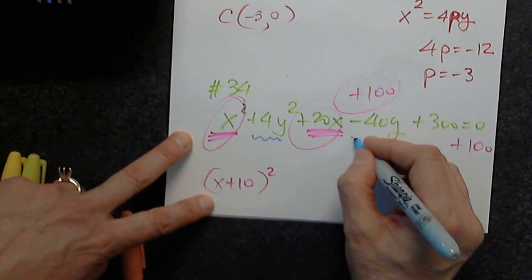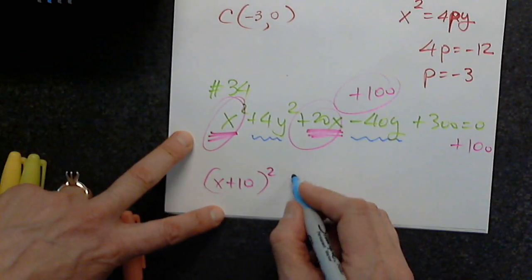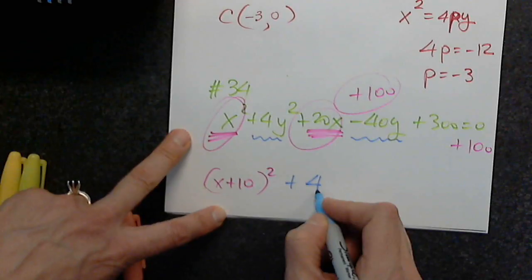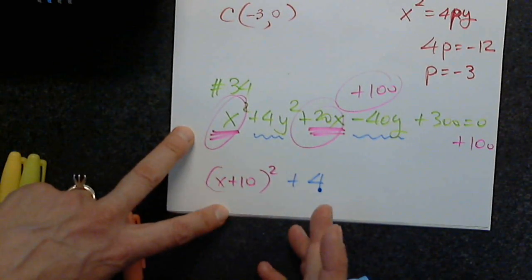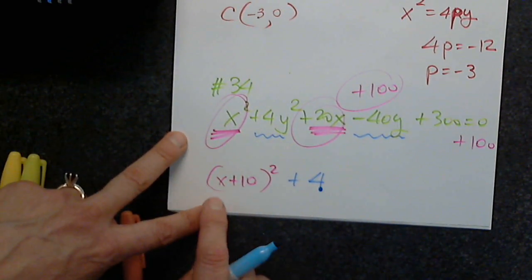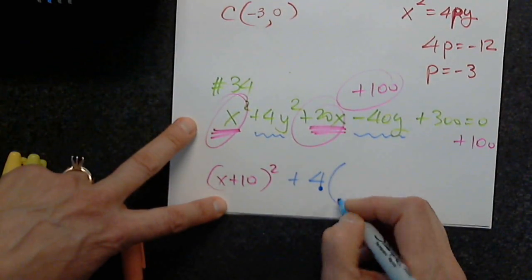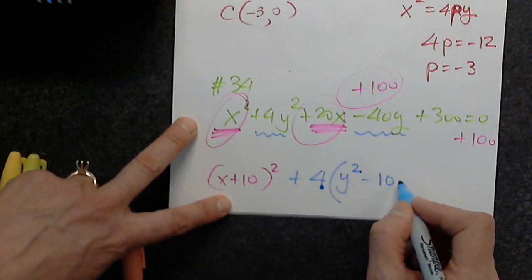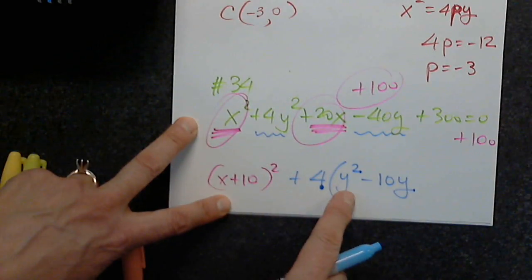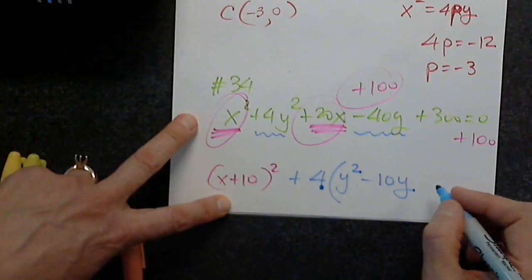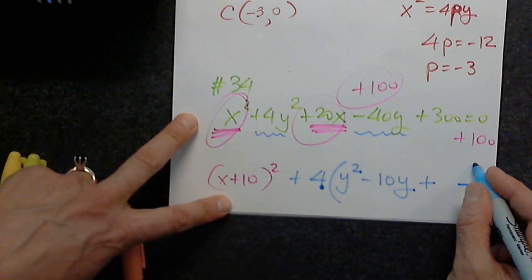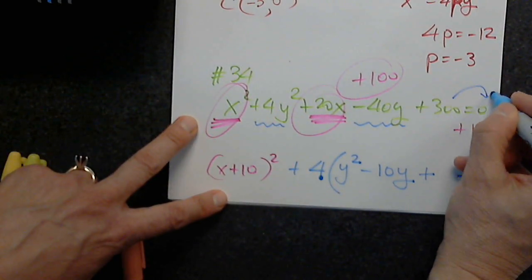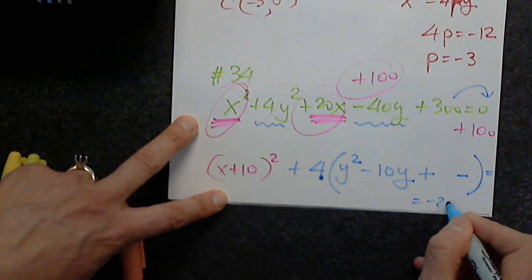I have this and I have this. I have to factor out 4. I cannot divide by 4 in this particular case because if I divide everything I mess up the whole thing. I have to factor out 4. I have to write in parentheses 4y squared minus 40y, plus something minus something. And I have to move 300 to the other side. And I get for now negative 200.